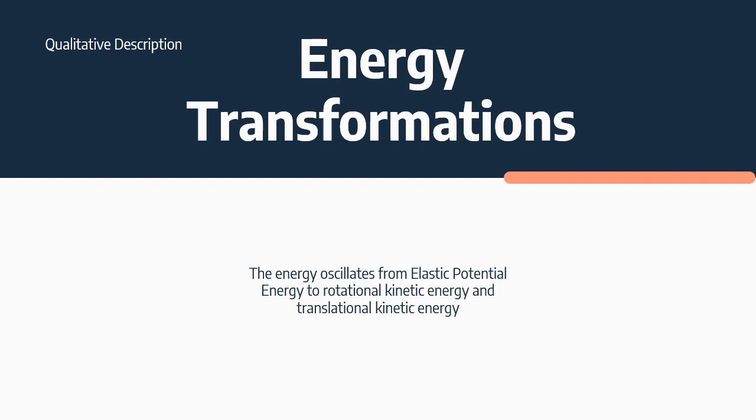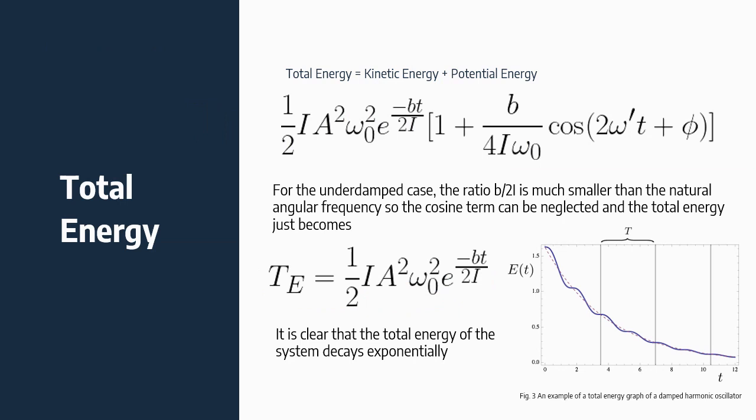So let's talk about the energy transformations. It's clear that the energy oscillates between elastic potential energy, rotational kinetic energy and translational kinetic energy. The reason translational kinetic energy is in there is because it's rolling motion, and in rolling motion each particle is rotating as well as translating, so it has both types of kinetic energy. This motion would go on forever until the initial elastic potential energy is dissipated by the non-conservative force of friction.